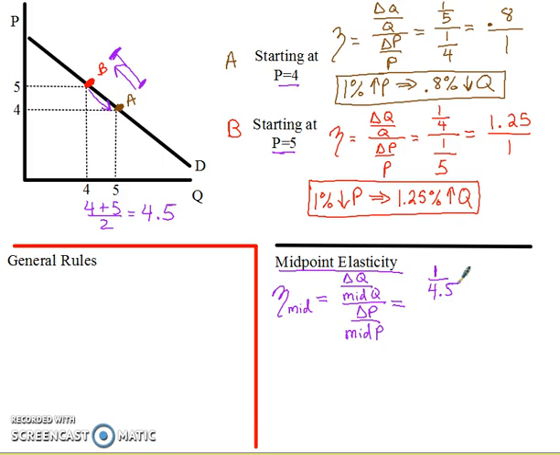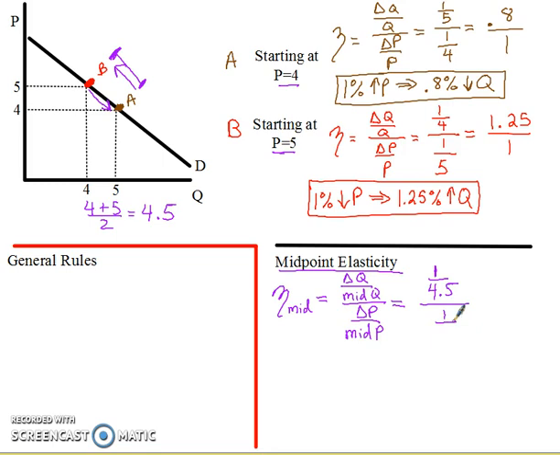See, so I've eliminated the problem of whether my starting quantity is 5 or 4. That's not a problem anymore. Doesn't matter where you started. The elasticity between these 2 points has a midpoint quantity of 4.5. Now, let's look at it from the price side. The change in price in between these 2 points, the price changed by 1.